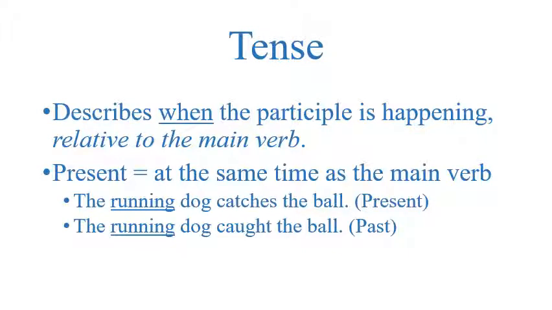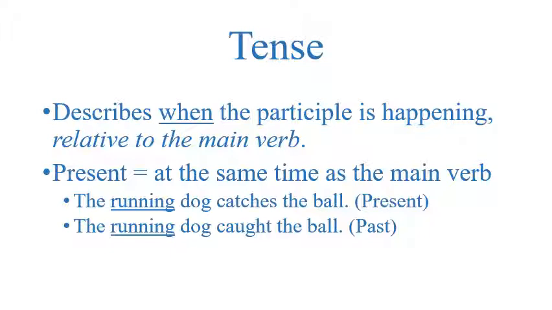Because we've gone over gender, case, and number several times over the last couple of weeks, I'll start with the verbal aspects of the participle. So first of all, we have tense. Tense, just like with the verb, describes when the participle is happening. But we have a slight complication. It describes when the participle is happening relative to the main verb. What that means is, if the main verb is in the present tense, the participle also happens in the present. If the main verb is in the past, the participle also happens in the past, etc.